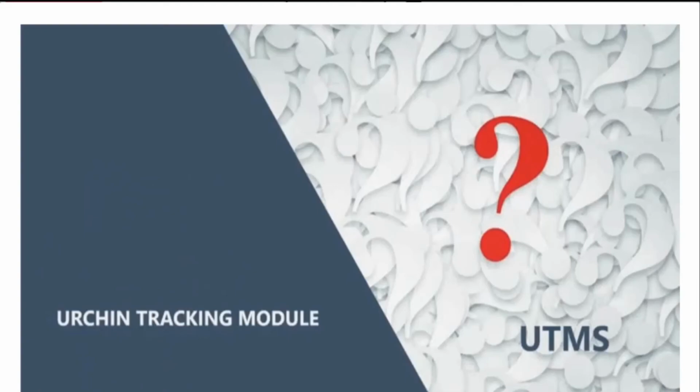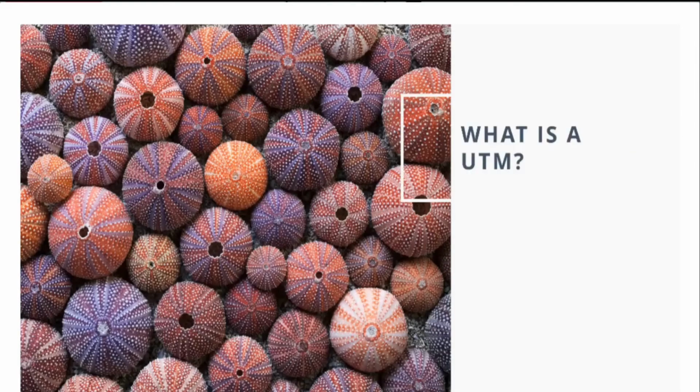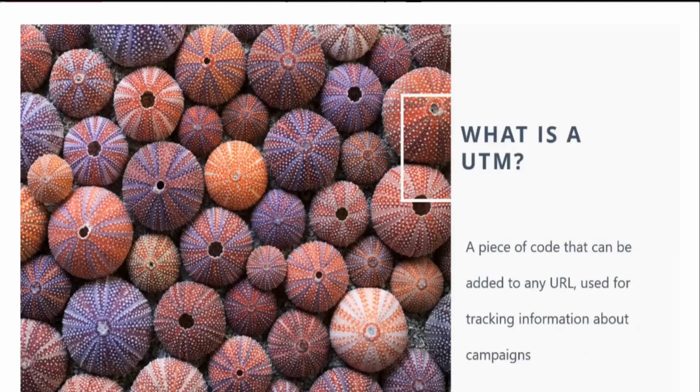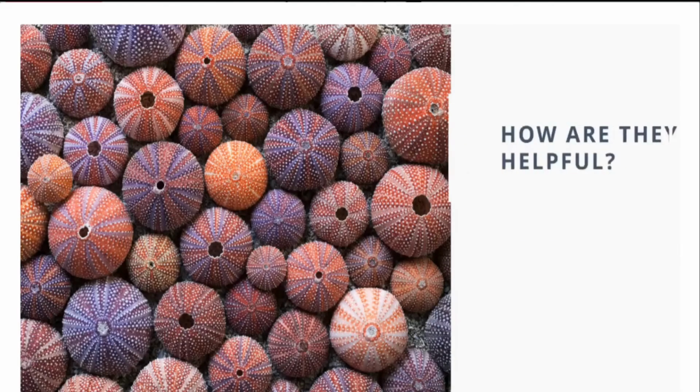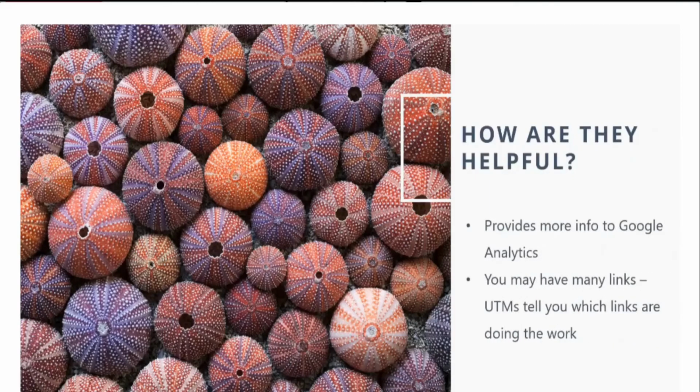Then apart from Google Analytics, there is a little something called UTMs, which stands for Urchin Tracking Module. What is a UTM? It is a piece of code that can be added to any URL, which is used for tracking more information about campaigns. How are they helpful? They provide more info to Google Analytics, and you may have many links, and UTMs tell you which links are doing the work.